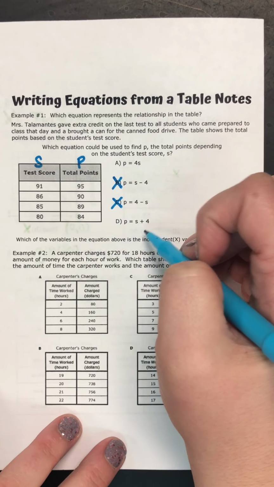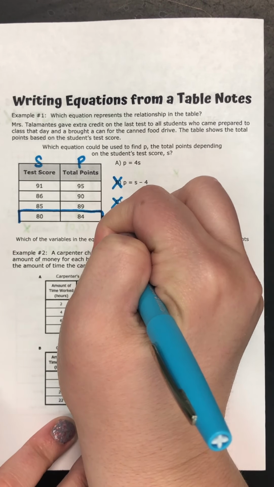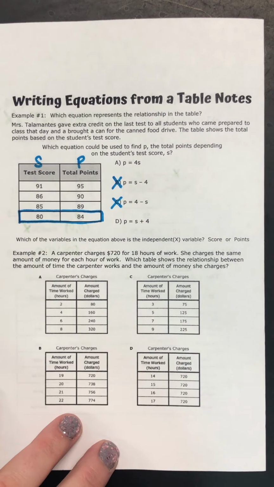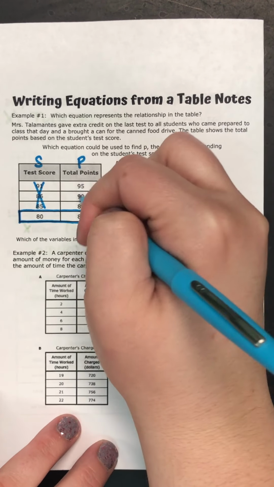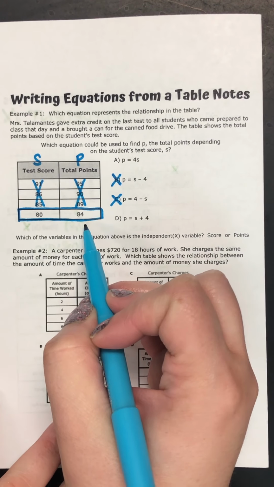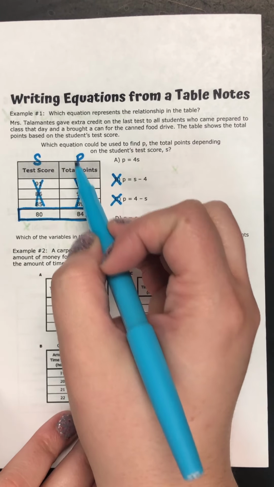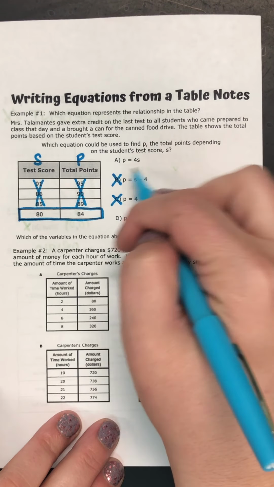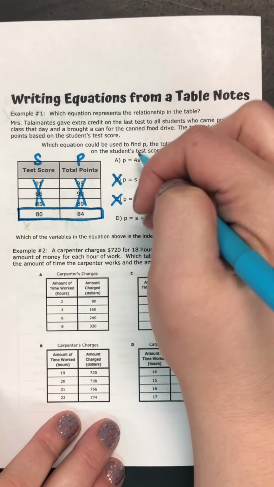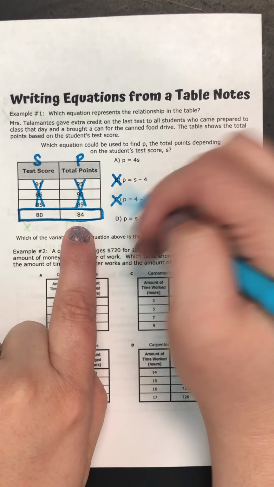In order to test A and D, we're going to test the last section of the table. The last section is always going to be our best option. So we're looking at it, we have 80 and we have 84, okay? So 80 is the S and 84 is the P. What we're going to do is plug in and see which one matches. So right here, for P, we're going to plug in 84.